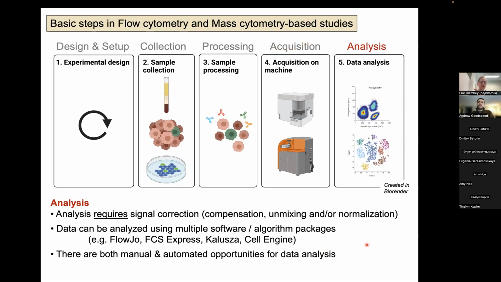Your data can be analyzed using multiple software algorithms. Some common commercial opportunities include FlowJo, FCS Express, Kaluza, Cell Engine. This is not exhaustive, these are just some common ones. And please note there are both manual and automated opportunities for analysis.